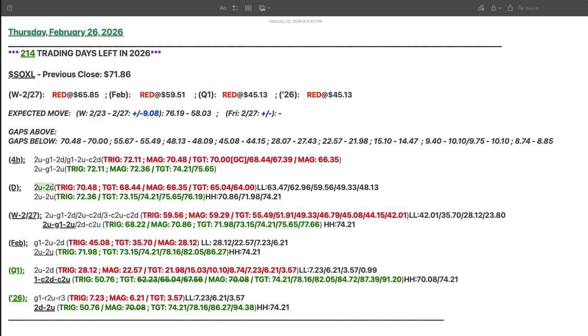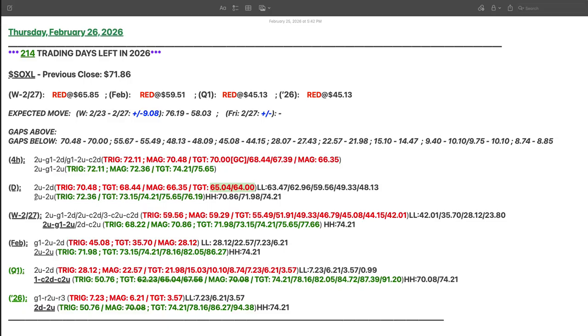On the day, if we go to the downside, right, if we go below Wednesday's low, that triggers a 2 up, 2 down at 70.48. Magnitude of that move is 66.35, but again, we are in an uptrend, so that's a pretty big move. Just in case we don't make it all the way down to magnitude, there is our intermediate target here at 68.44. And then if we do reach magnitude and continue to push lower, we've got some extended targets listed here for you as well.